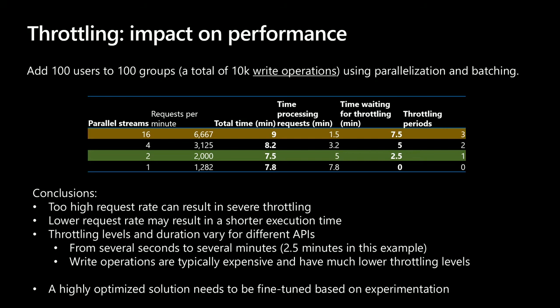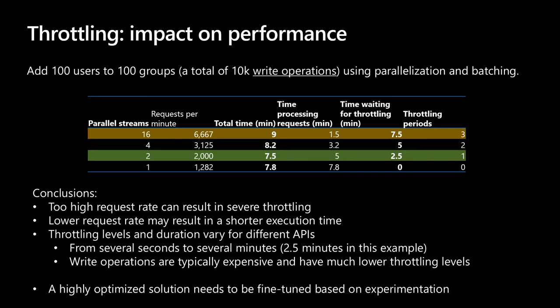So in my scenario, I was trying to add 100 users to 100 groups, so roughly 10,000, well, exactly 10,000 write operations against Azure Active Directory. And I was trying to squeeze all the performance I could out of Graph using parallel streams and batching. So in the first row of the table, you'll see that I threw 6.6 thousand requests every minute.